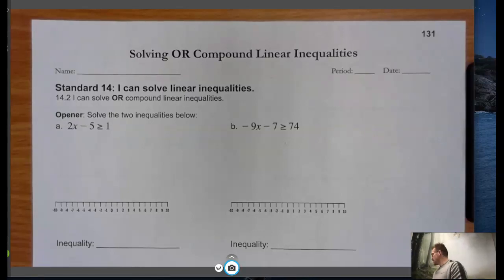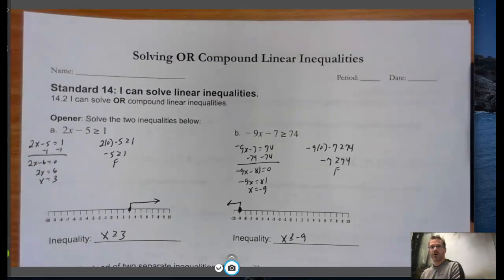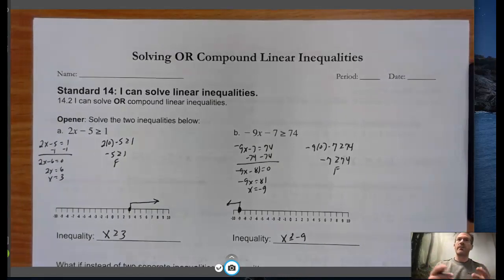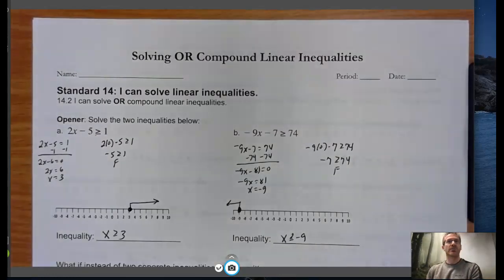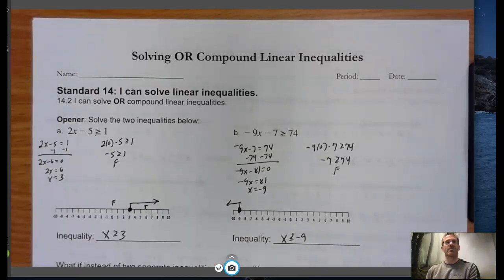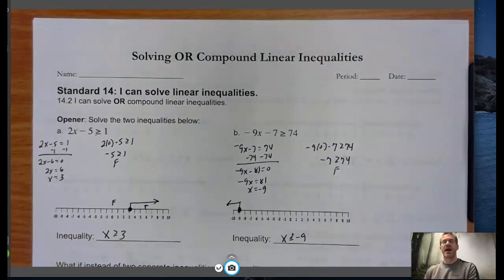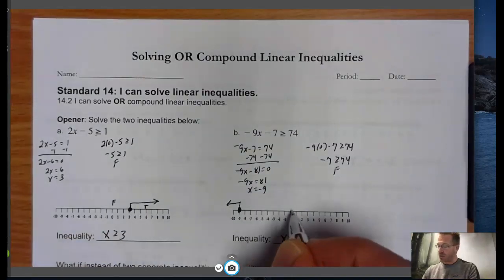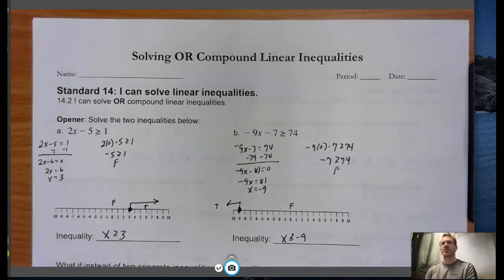All right, now let's look at the work for those two. When we solve the first one, we get our anchor is 3. You can see I have a solid dot on 3 because it's greater than or equal to. Notice when we test 0, we get a false statement. So this side is false, this side is true, so I'm going to shade to the right-hand side. When you solve part B, hopefully you got that your anchor was -9. Once again, when you test 0, we get a false statement, which means that this side would have to be the true side, so we're shading to the left this time.